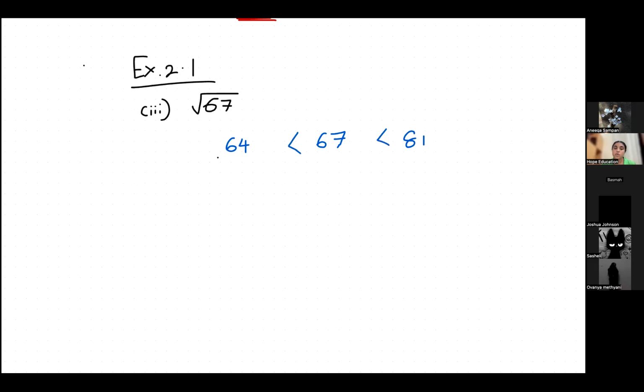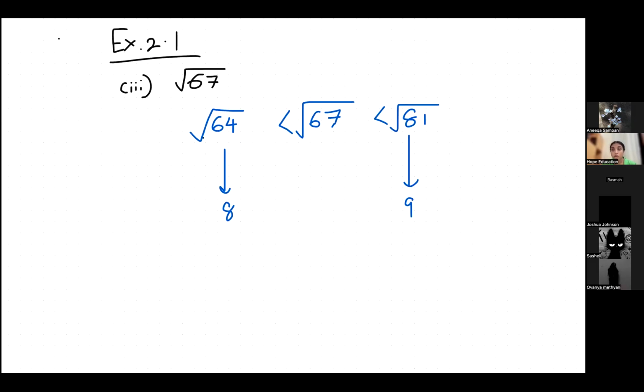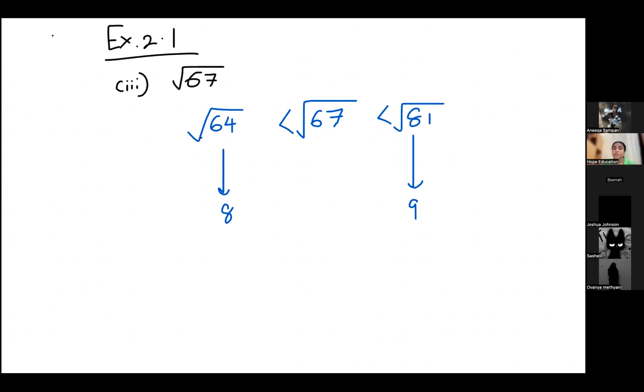We know the square root of 64 is 8. And we know the square root of 81 is 9. And what we have to find is the square root of 67. Clearly, the square root of 67 should be between 8 and 9. If we consider the gap between 8 and 9, there is 8.1, 8.2, 8.3, and then 8.6, 8.7, 8.8. Likewise. The middle is 8.5.